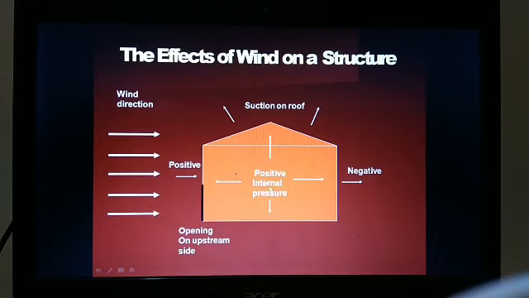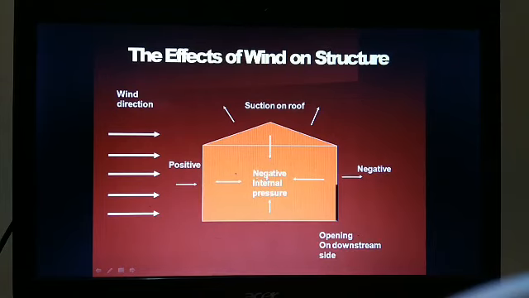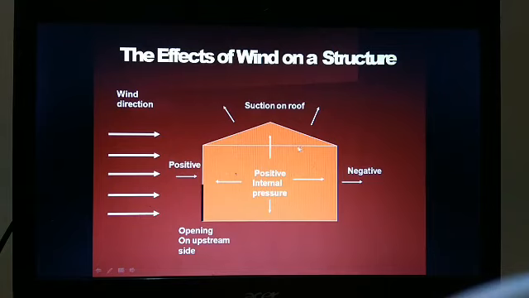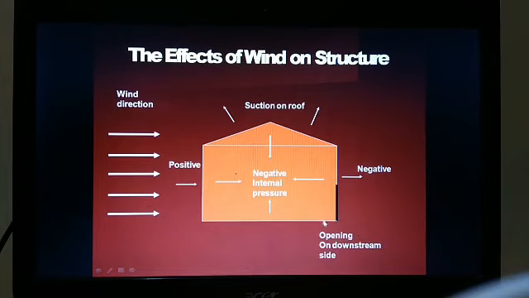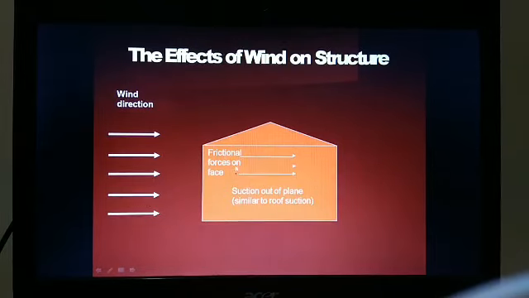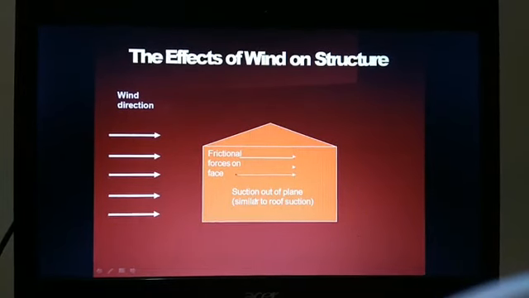So earlier you have seen the positive internal pressure which happens inside, and here it is the negative internal pressure also which is going to be developed when opening on downstream side, and here the opening on upstream side. Okay, when there is opening in the upstream side, the positive internal pressure will develop, and when there is an opening on downstream side where it is completely closed on the upstream, there will be negative internal pressure developed in the structure itself. Okay, and you can see some frictional forces on faces also, which is going to create the suction out of the plane. Okay, this is also a kind of effect that takes place due to the wind within the industrial buildings.